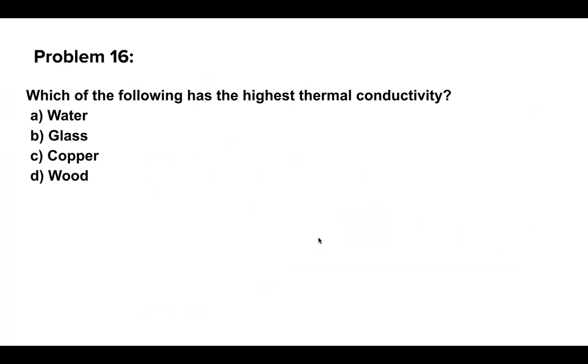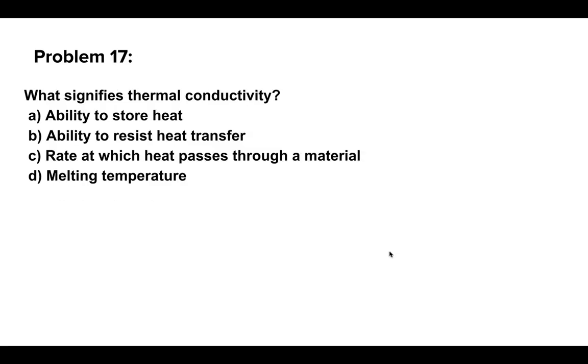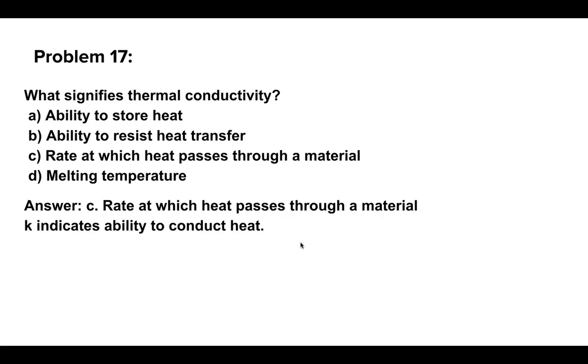Which of the following has the highest thermal conductivity? Obviously, we have learned that metals have the highest thermal conductivity. So among whatever is given, water, glass, copper, wood, since copper is a metal, it has the highest thermal conductivity. What signifies the thermal conductivity? What do you mean by the term thermal conductivity? It means the rate at which heat passes through the material. Conductivity means the ability to transfer heat through that material. K indicates the ability to conduct heat. That is option C.